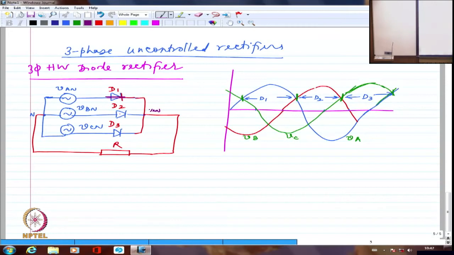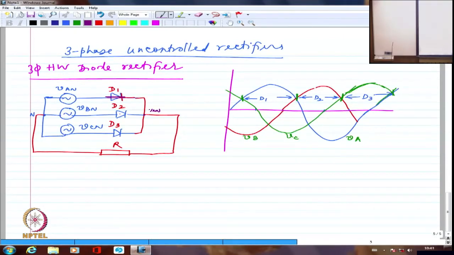So both these diodes are automatically reverse biased. Whenever I have D1 conducting and A phase voltage is the maximum at that point, automatically the other two diodes are eliminated. They are not going to be able to conduct anymore. Whereas at this point, because D2 now has the maximum value of voltage, again the same logic holds good. D1 and D3 will automatically be eliminated.